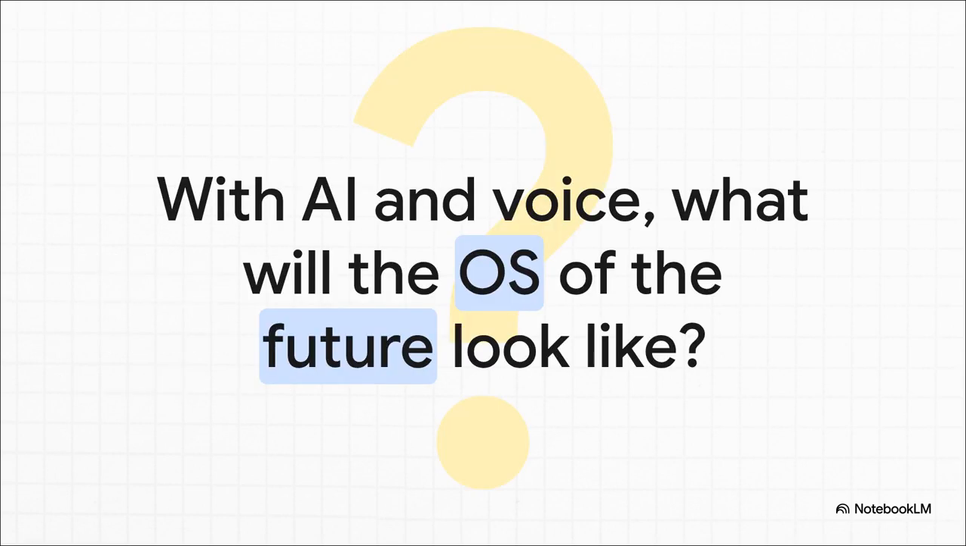Which leaves us with one last really interesting thought to chew on. We've gone from typing commands to clicking on icons. Now we're talking to our devices and having AI predict what we need. So the big question is, what's next? What will the operating system of the future look like? What will be the new face of the machine?